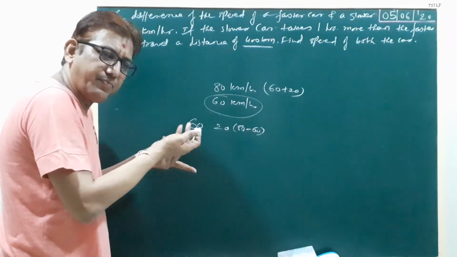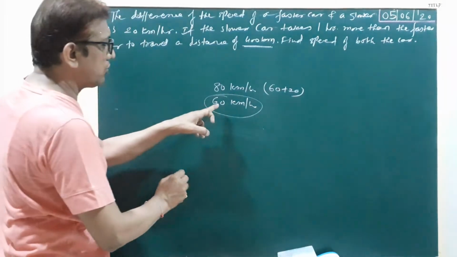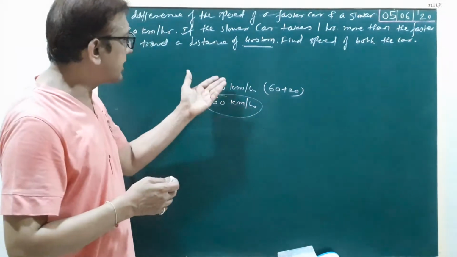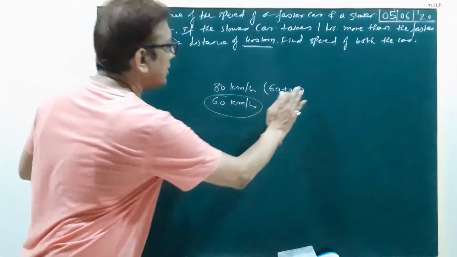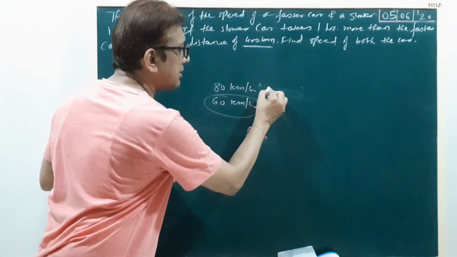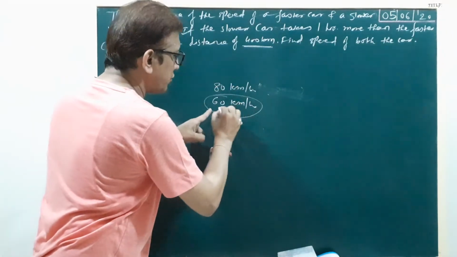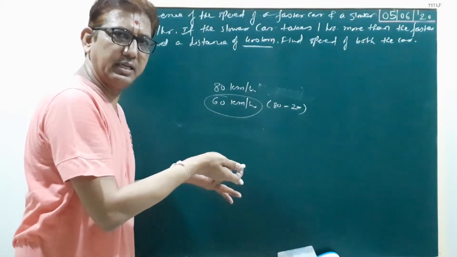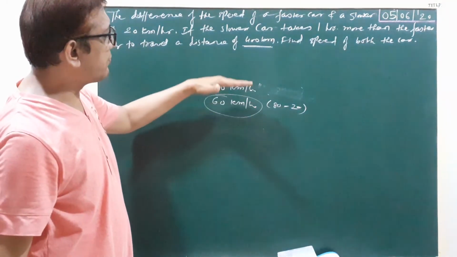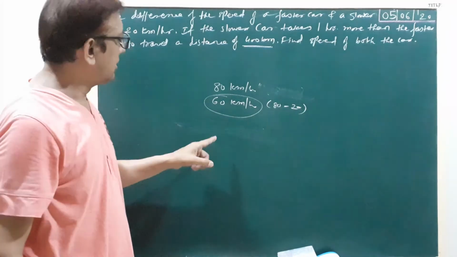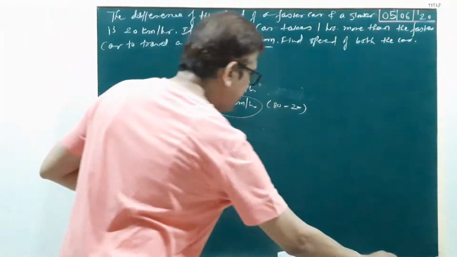Exactly the same here. Suppose 60 km per hour is the slower car speed. So the faster car is 60 plus 20. Otherwise you can suppose 80 km per hour is the faster car speed. So here we write 80 minus 20. Clear? So you can suppose any one speed of the car. Clear? Suppose we write here slower car speed.